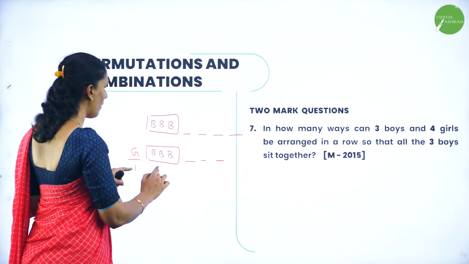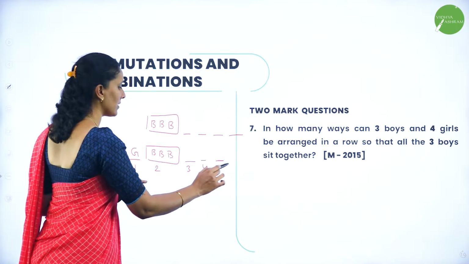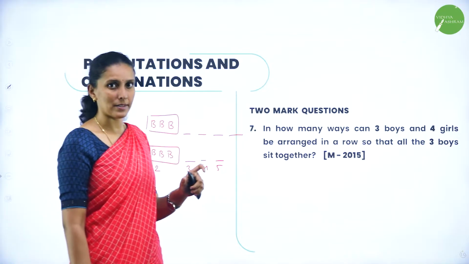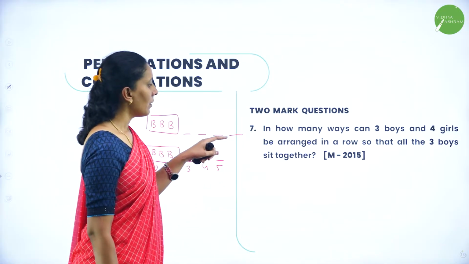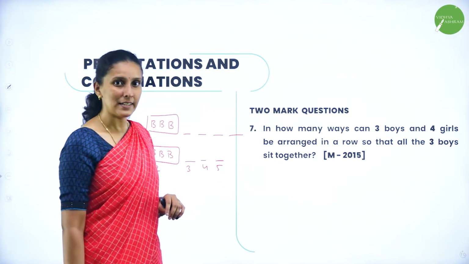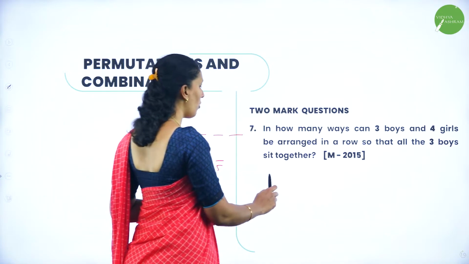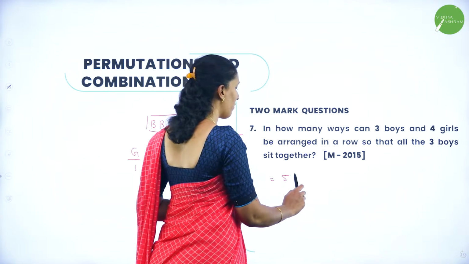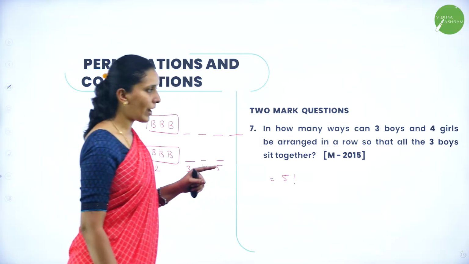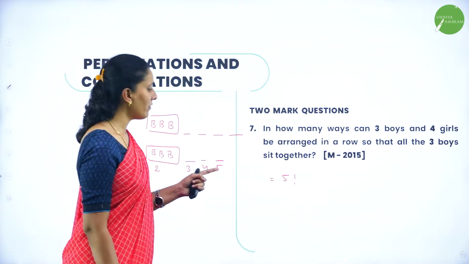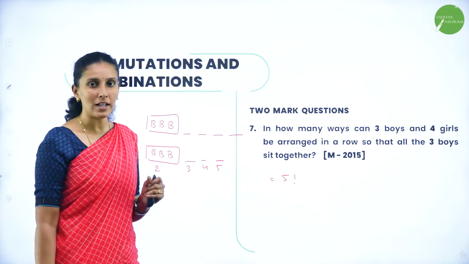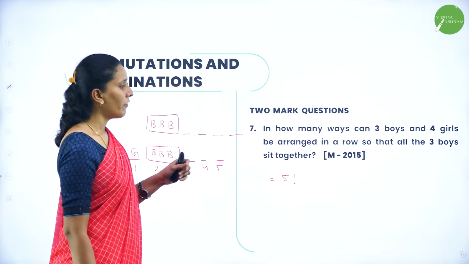So in total I have 1, 2, 3, 4, 5 places. So I have to arrange 5 places here, where all the 3 boys can sit together. So therefore the number of arrangements will be equal to 5 factorial, that is 4 factorial for girls and 1 factorial for boys. So therefore the answer is equal to 5 factorial.